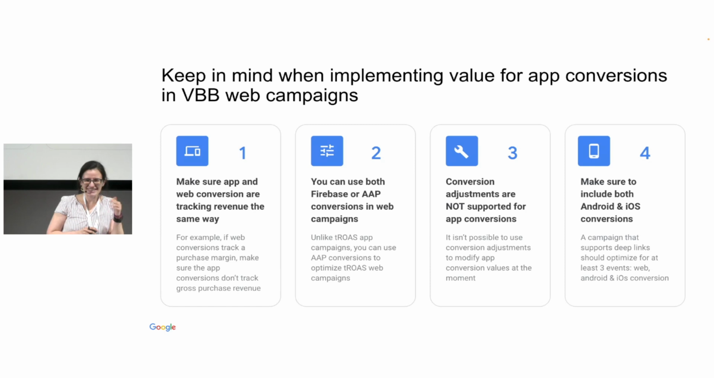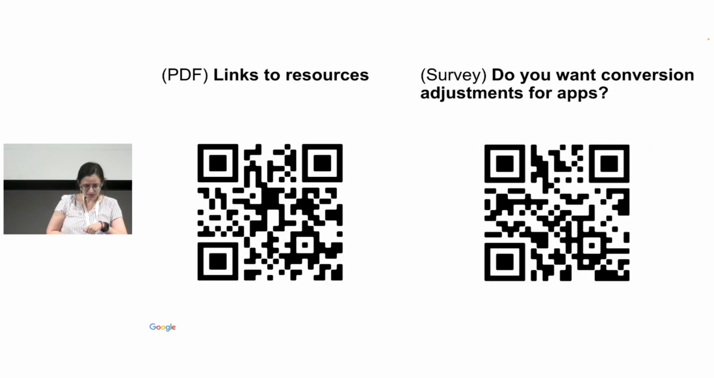Again, still keep in mind that you can't do conversion adjustments for app conversions, which can be a bit confusing because you'll be able to do that with your web events, but not with your app events. And again, make sure to include both Android and iOS, especially if you already have deep linked both platforms. So this is my last slide.